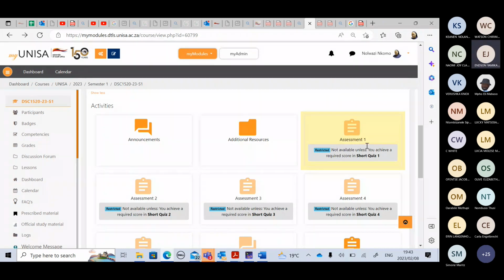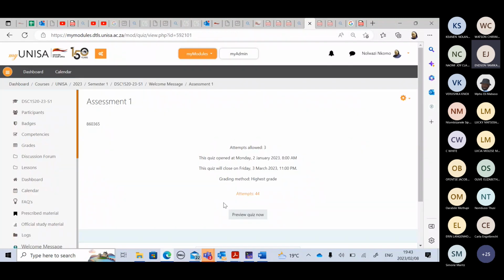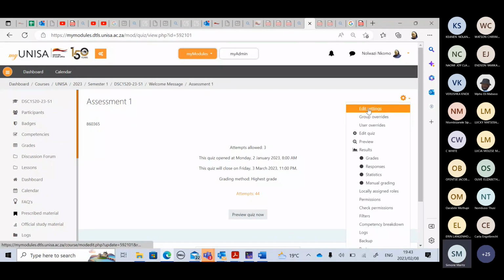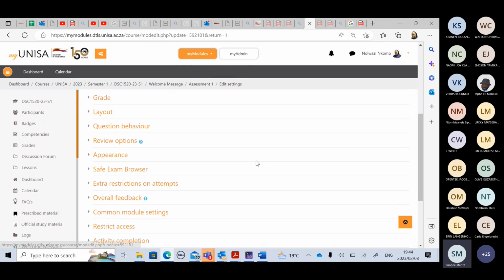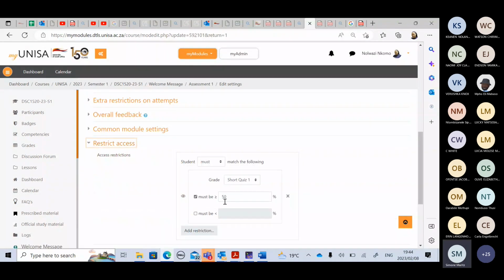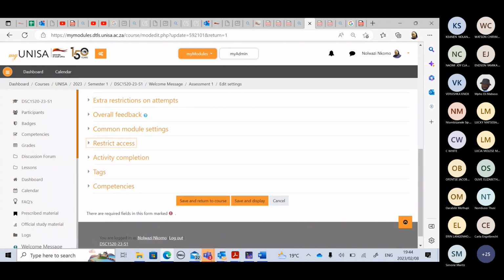Oh, another thing. I made a restriction. Okay, only 44 people have attempted. I've made the restrictions in settings. Ma'am, I just want to make sure the quiz doesn't count for anything. It's only the assignments that are graded. Yes. You need to get at least 50% on the short quiz to be able to access the assignment. Okay. They are just there to help you prepare for the assignments.